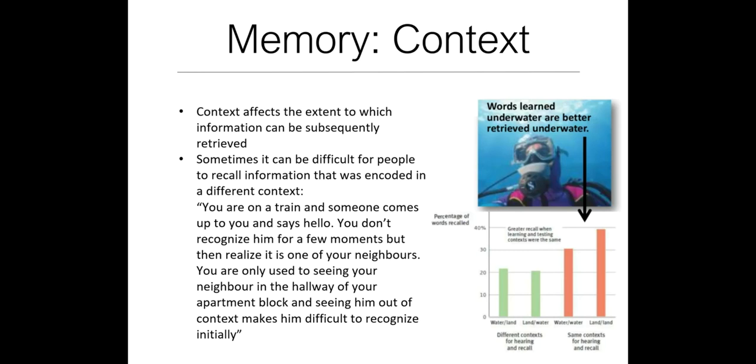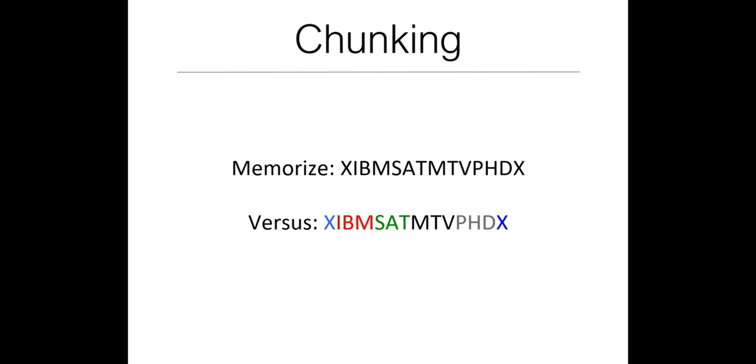We've probably all run into a very similar situation, where you've seen somebody who's an acquaintance in a different context, and it's like, I know them, but how do I know them? That may in fact be a context issue.